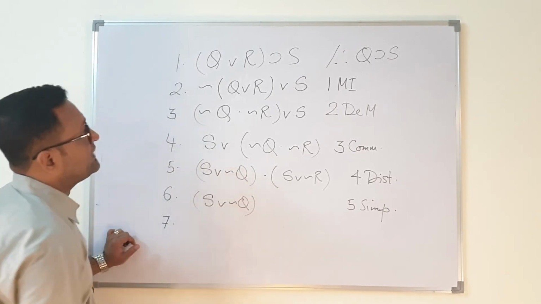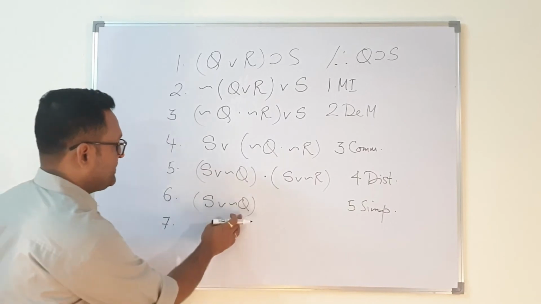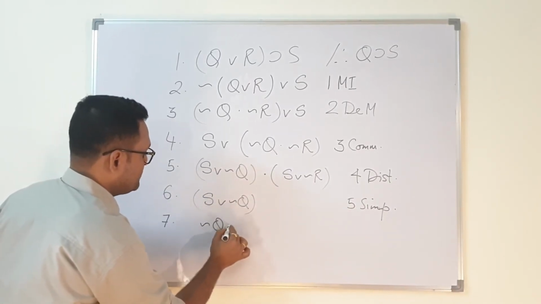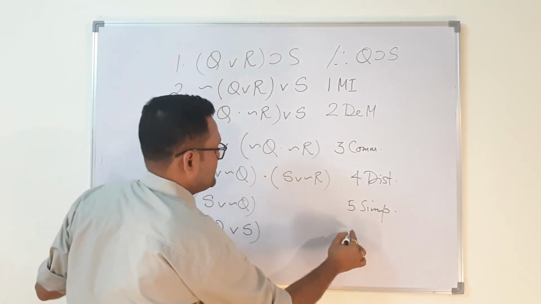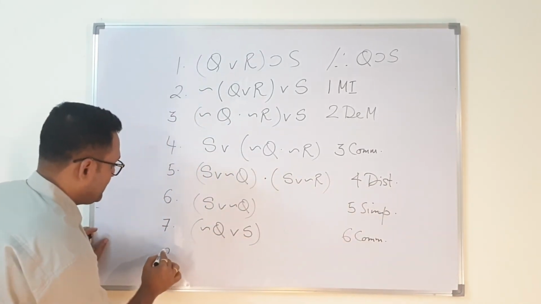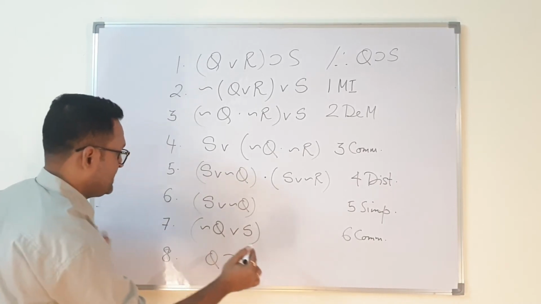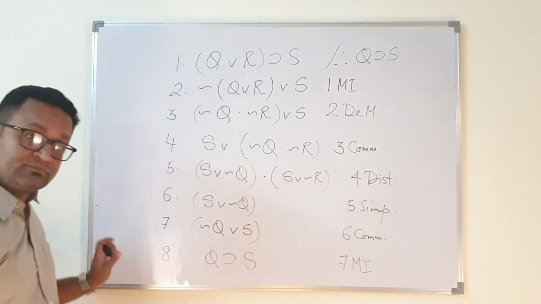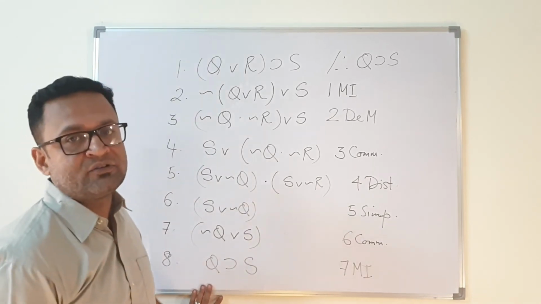So you know that the answer requirement is Q implies S. So you can bring this Q here and S here. So you will write it as negation Q wedge S. So it will be 6th, commutation. Fine. And then on 8th step, you can write it simply as Q implies S, because it is 7th, material implication. Fine. So your question is done, it is solved, you got the answer which was required.